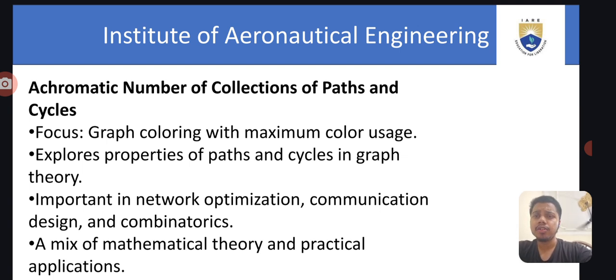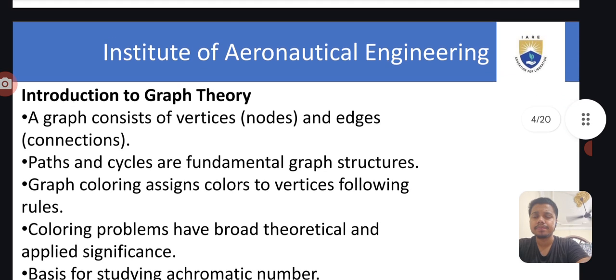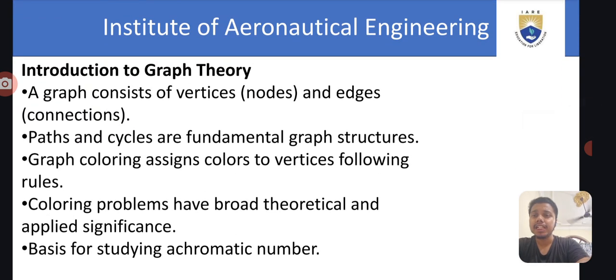It explores properties of paths and cycles in graph theory, important in network optimization, communication design, and combinatorics. A mix of mathematical theory and practical applications. Introduction to graph theory: a graph consists of vertices (nodes) and edges (connections). Paths and cycles are fundamental graph structures.